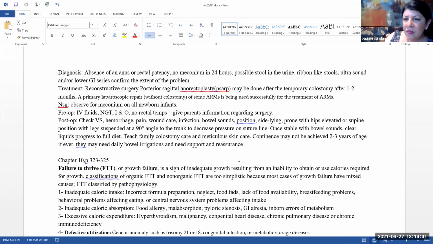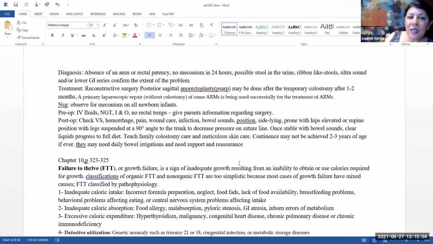This may be done after a temporary colostomy after a couple of months. A primary laparoscopic repair without a colostomy for some anorectal malformations is being used successfully. So nursing, really we need to observe for meconium on all newborn infants.